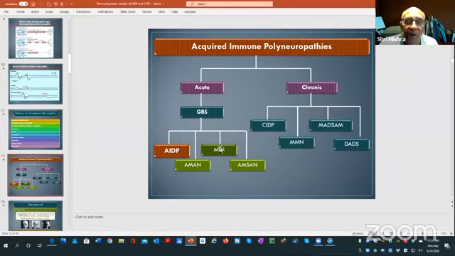Miller-Fisher syndrome is another AIDP, which causes three things: ataxia, areflexia or decreased reflexes, and then you have ophthalmoplegia, a problem with the eye. So eye problems, extraocular muscle problems, and ataxia. And then you have no reflexes.